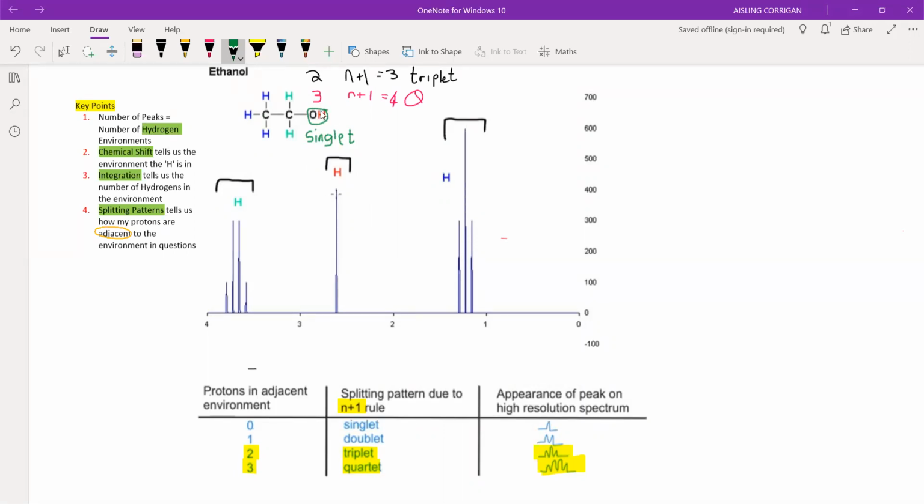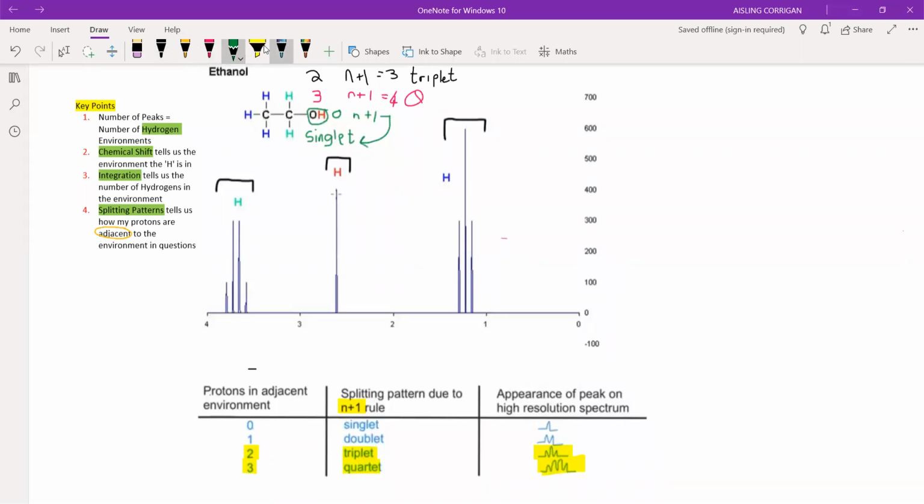So the 1 environment, because the splitting pattern basically says there are no adjacent or neighboring hydrogens. So if you think about it this way, we know that the OH has no protons beside it, but then there's the n+1 rule, and that's going to equal 1, hence our singlet.